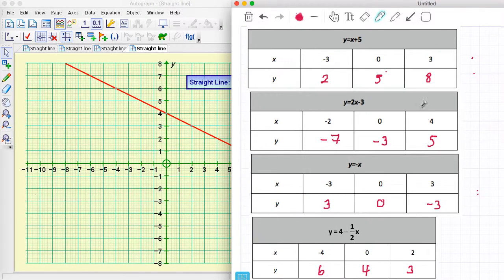So start off with a table, and then plot them. Make sure that all the points are on a straight line. If they're not, you've made a mistake. And that's the easy way to plot straight lines.